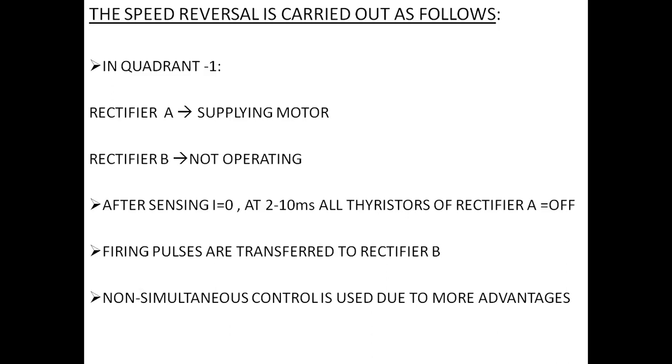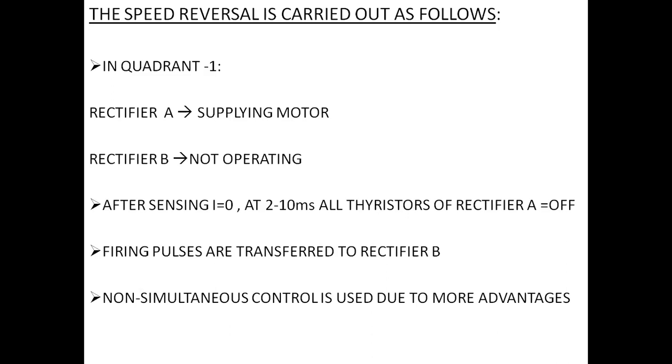This provided time is called dead time. It is provided to ensure that all the thyristors of rectifier A are off. Sometimes there will be some faults and the rectifier A thyristors will be on continuously. In order to overcome this disadvantage, we give the time of 2 to 10 milliseconds called dead time, so that we ensure all the thyristors of the rectifier are turned to off position. When they are turned off, what happens? Rectifier A stops working.